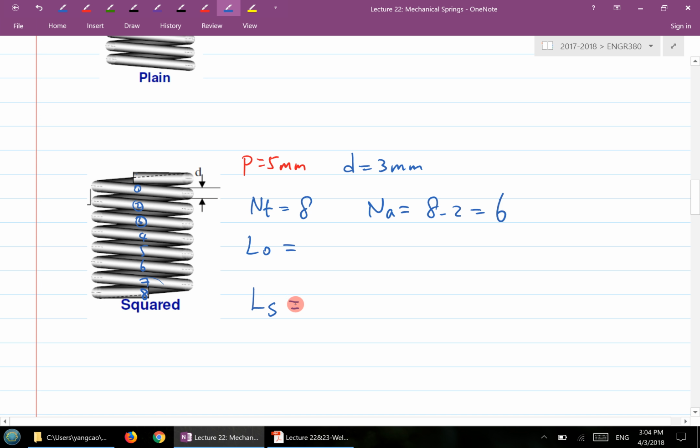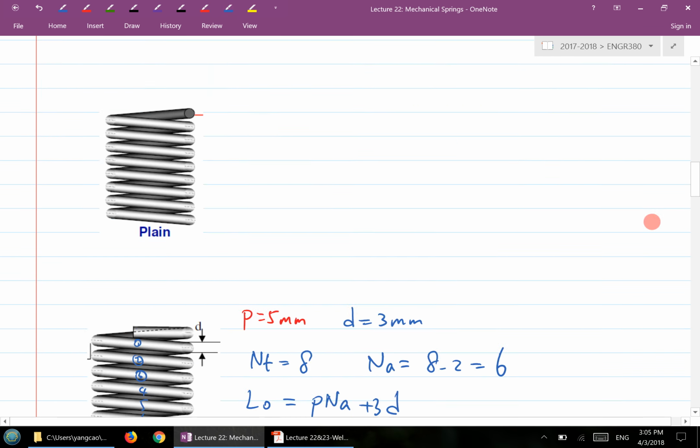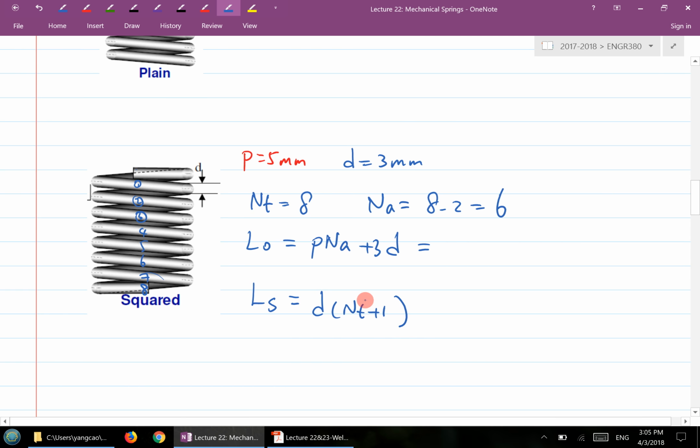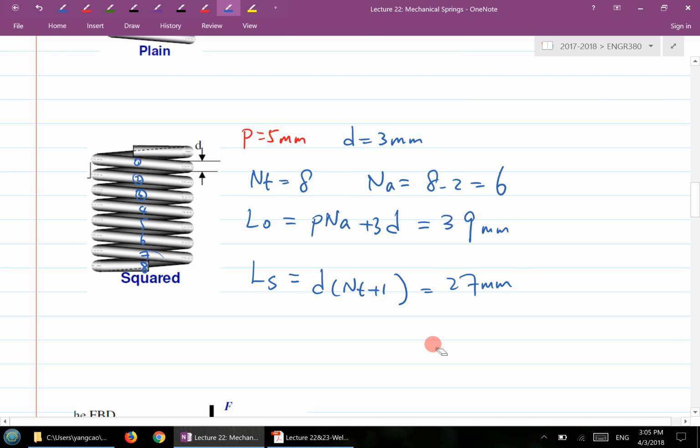Now, in terms of LO and LS, you can directly calculate based on the two formulas from 10-1. Plugging in all the numbers, you get 39 millimeters and then 27 millimeters. So that's your spring here.